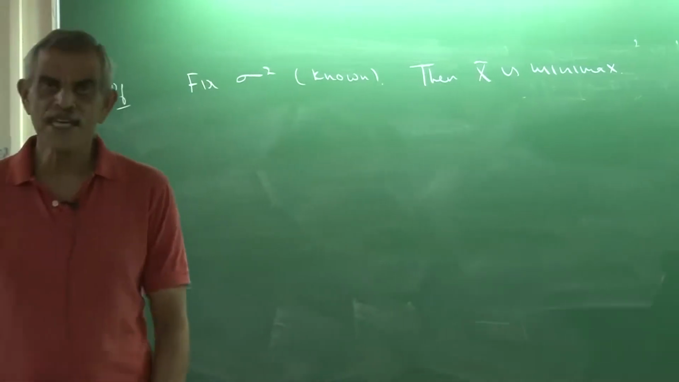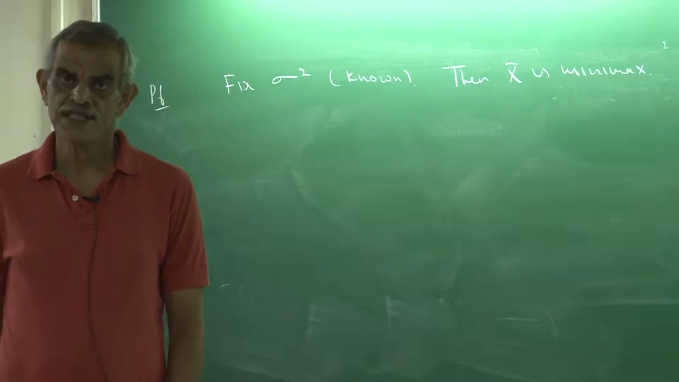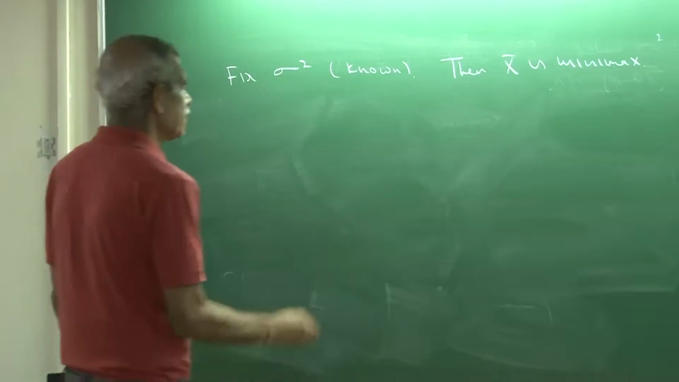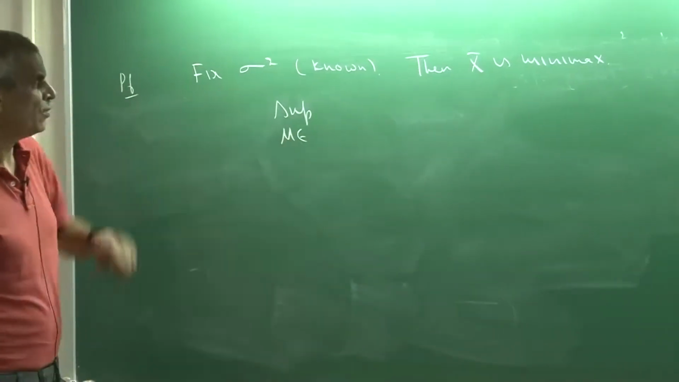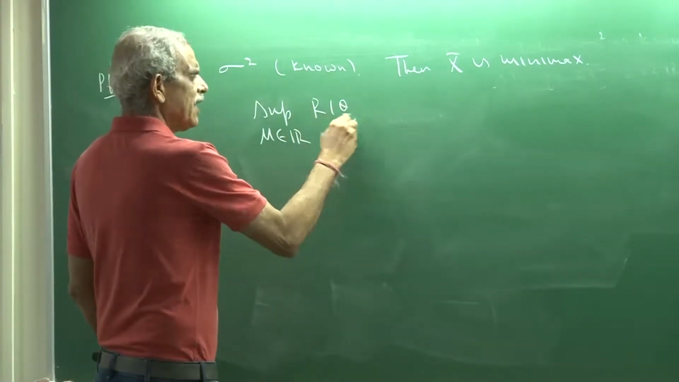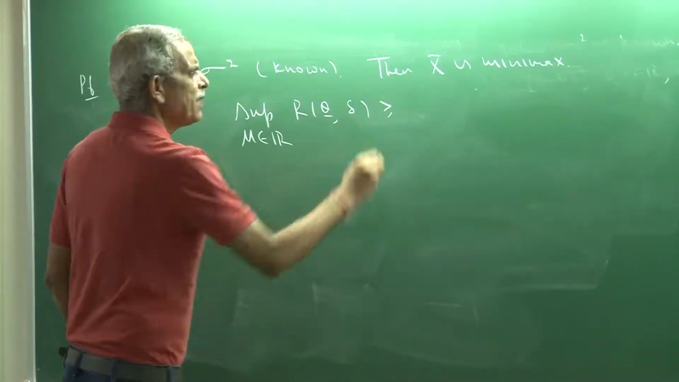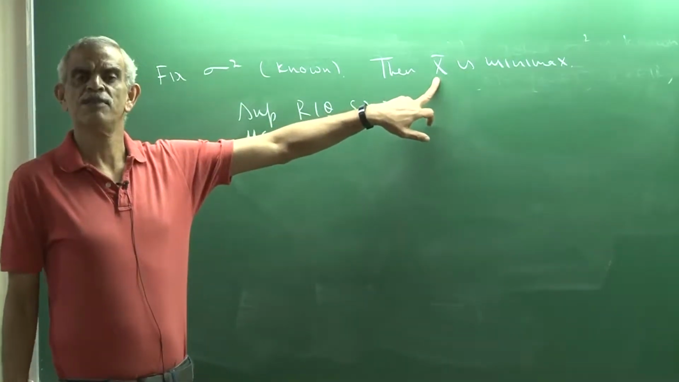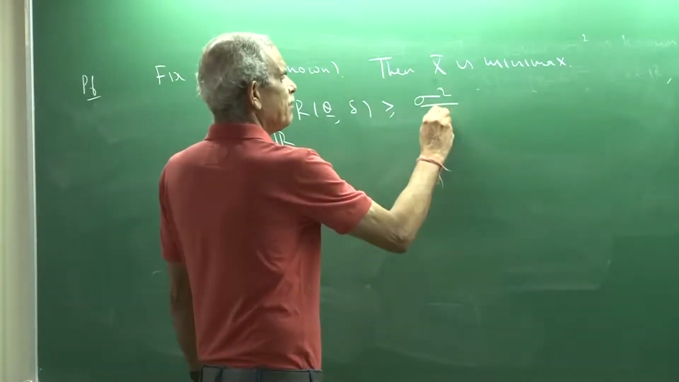X bar is minimax, what does that mean? Its maximum risk is smallest. So that means the maximum risk of any other estimator would be bigger than or equal to the maximum risk of this. So that means supremum over mu. Now the maximum would be only with respect to mu. So supremum over mu belonging to R, theta, let me put it, delta would always be greater than or equal to the maximum risk of x bar, because sigma square is fixed, so it is always greater than or equal to sigma square by n.